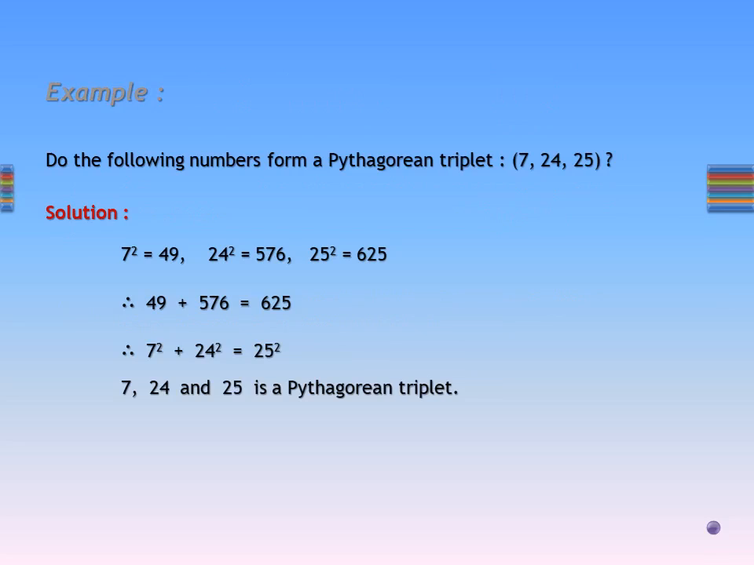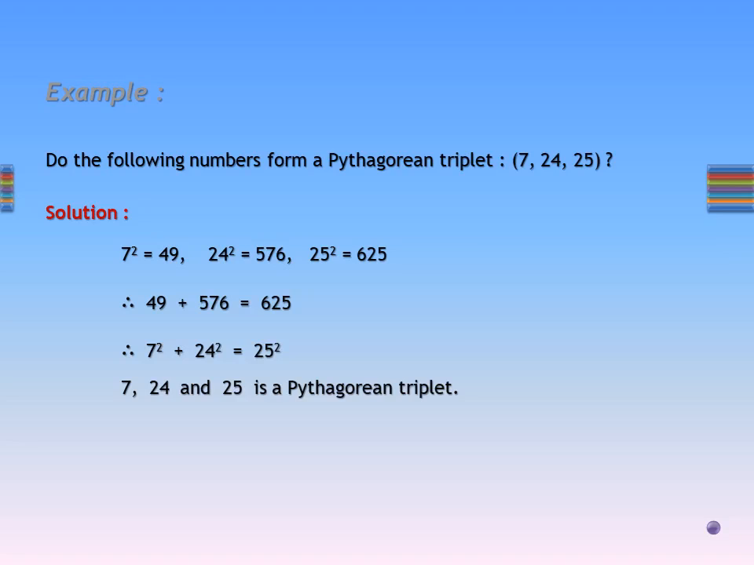Do the following numbers form a Pythagorean triplet? 7, 24 and 25. According to Pythagorean triplet, the square of the biggest number should be equal to the sum of the squares of the other two numbers. Here the biggest number is 25. So let us check whether the square of 25 is equal to the sum of the squares of 7 and 24. So let us take the square of all the three numbers. 7 square is 49, 24 square is 576 and 25 square is 625.